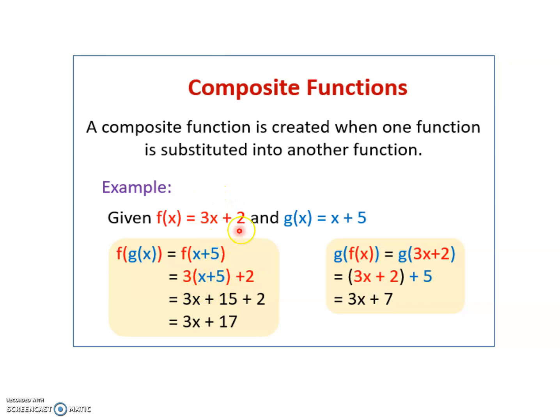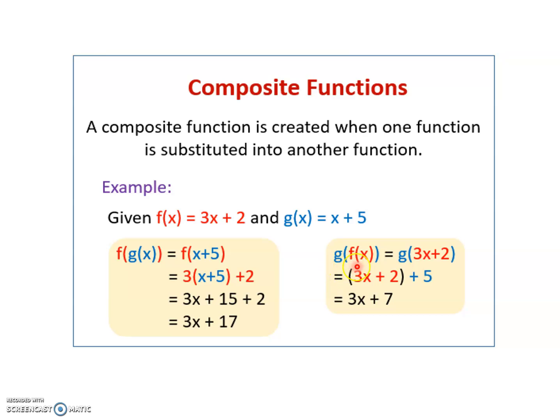Now in f of x, instead of x, we have to put x plus 5. That is 3 times x plus 5, plus 2. Since 3 is outside the bracket, we have to multiply: 3x plus 15 plus 2. 3x plus 15 plus 2 means 3x plus 17. So we derive the final answer: f of g of x is equal to 3x plus 17.